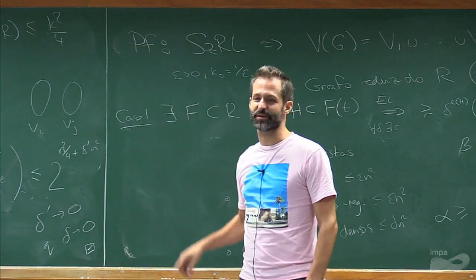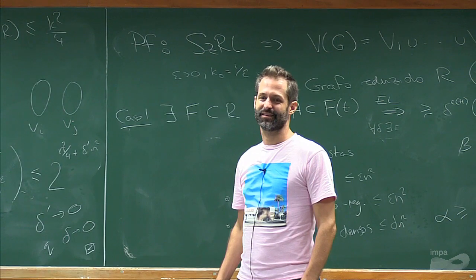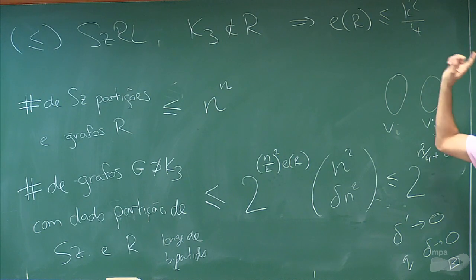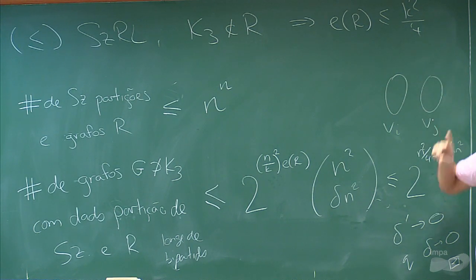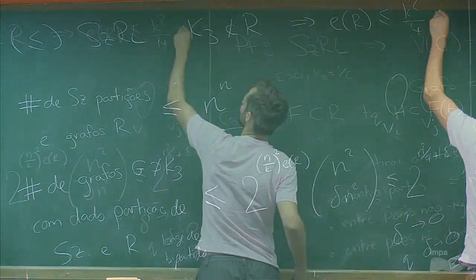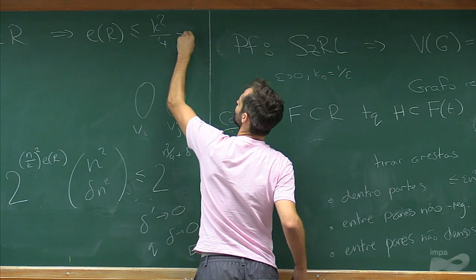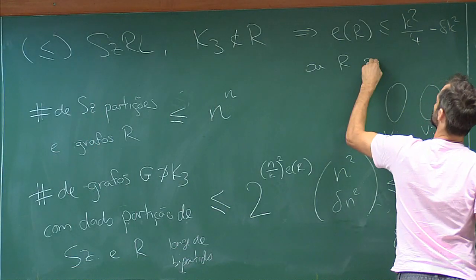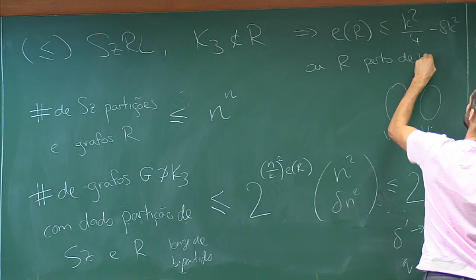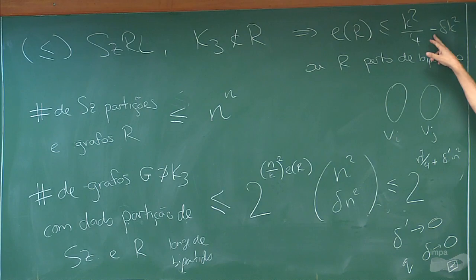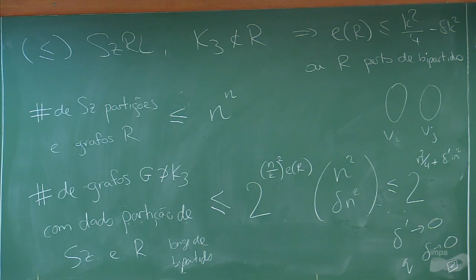How can you improve this argument? Use stability on R, not on G, on R. By stability, if R is far from bipartite, then you gain an extra whatever here. I don't know, let's write delta K squared. Okay, so either R has fewer edges or you're close to bipartite. R has fewer edges. What do we get here?